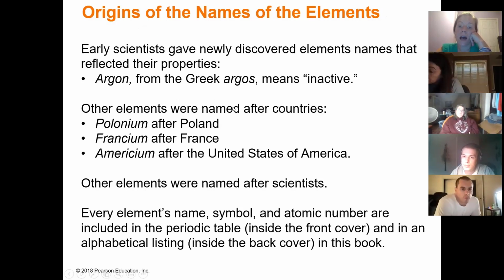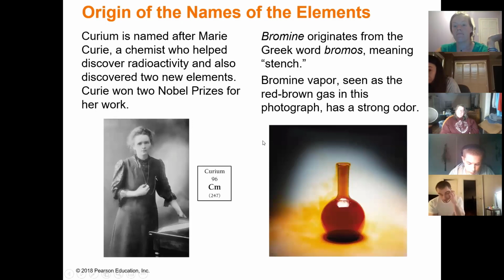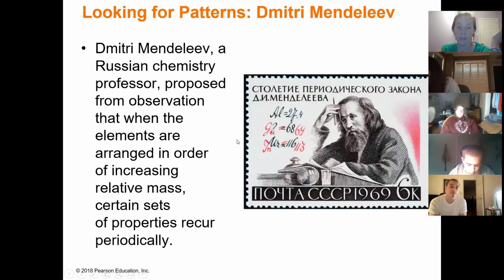Some of the elements were named after their properties. So argon is named after argos, which means inactive, and argon is a noble gas. It doesn't really react with things. Others are named after countries, okay? Others are named after scientists. Some are named after, like bromine, for instance, is based off of bromos, which is Greek for stench, and it's really stinky. So all sorts of different names.